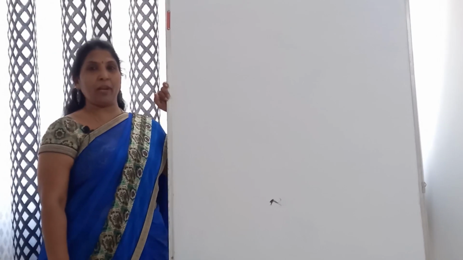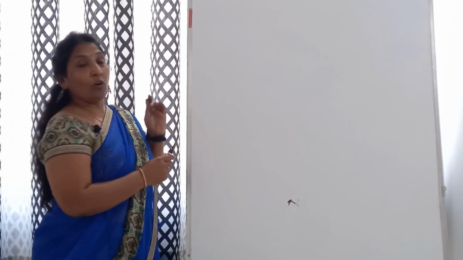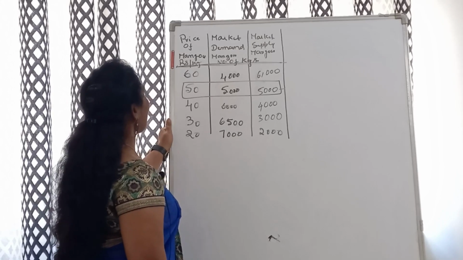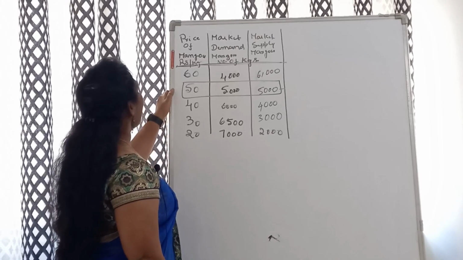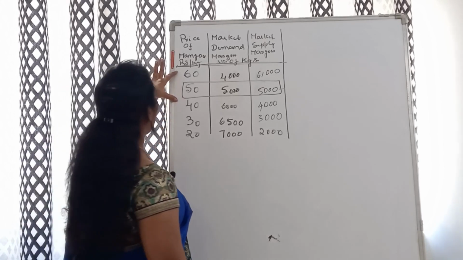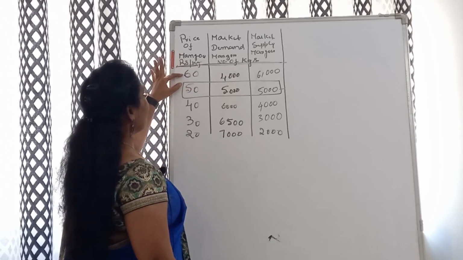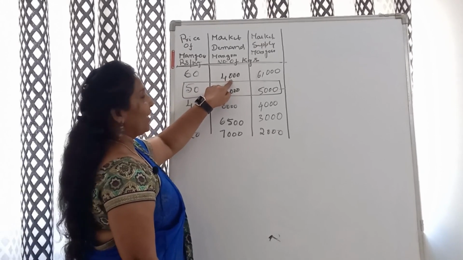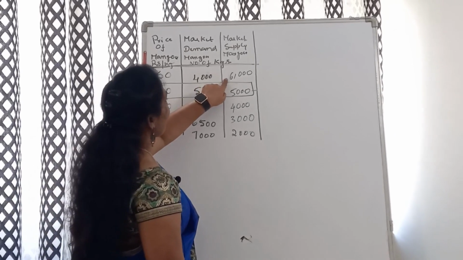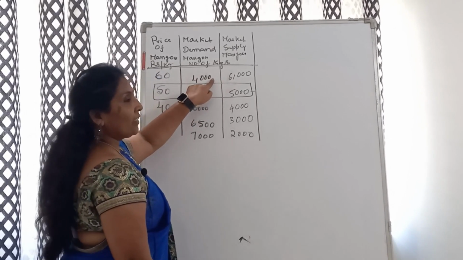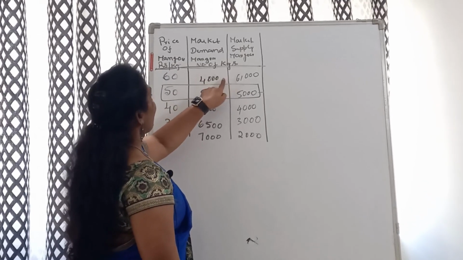Let us discuss how pricing is done in perfect competition by taking a simple example like mangoes, to understand the price determination. Let us assume that the price of mangoes in this example is rupees 60 per kg. At 60 rupees per kg, the market demand for mangoes is 4,000 kgs and market supply is 6,000 kgs. Here at rupees 60, supply is more than demand, which means there is excess supply.